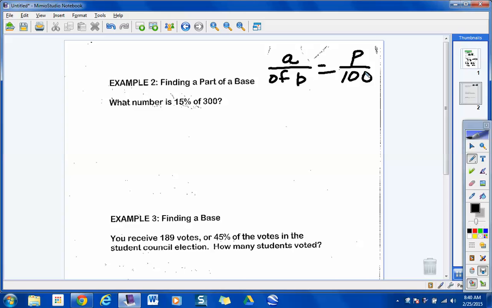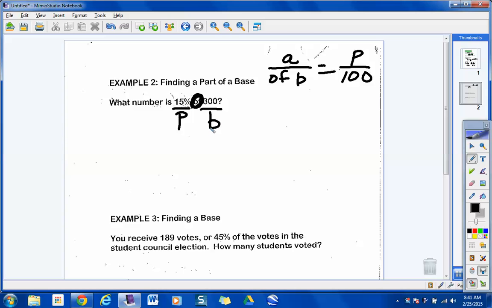Simple. What number is 15% of 300? Let's see, they give us a 15 and a 300. Where's the 15 going to take place up there in that formula? The P over 100. So P, right? 15 is my percent. How about the 300? What's that going to take? B. Why B? Because it's after the word of. That's a big word. That's important right there, right?